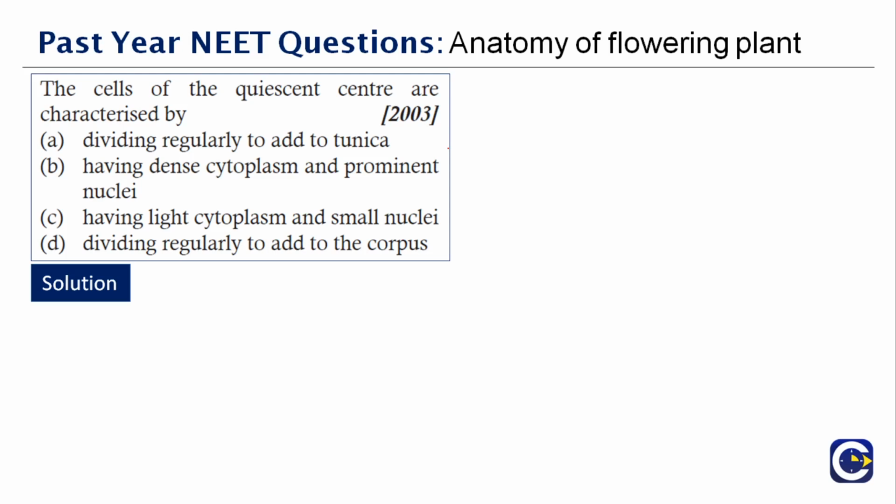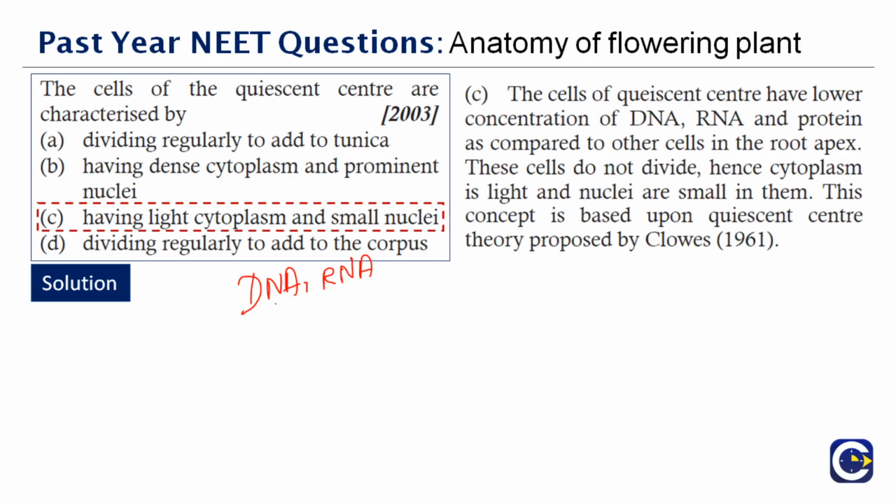The cells of the quiescent center have a lower concentration of the genetic material. When I say genetic material, you have DNA and RNA, and also some proteins, compared to the other cells of the root apex. These cells will not divide, hence the cytoplasm is light and the nuclei will be small in them. This concept is based on the quiescent center theory, which was proposed by Clowes in the year 1961. So what does it mean? It has a light cytoplasm and small nuclei because it remains in an inactive mode. It is not differentiated, it remains inactive. Therefore, the correct answer to this question is option C.